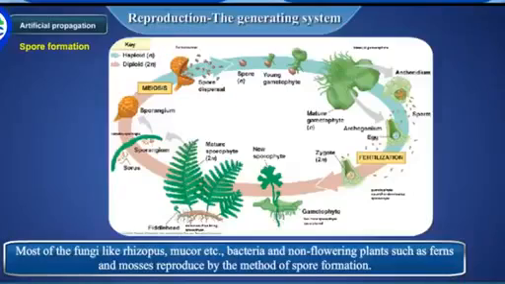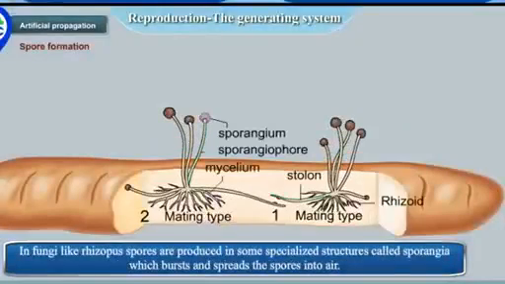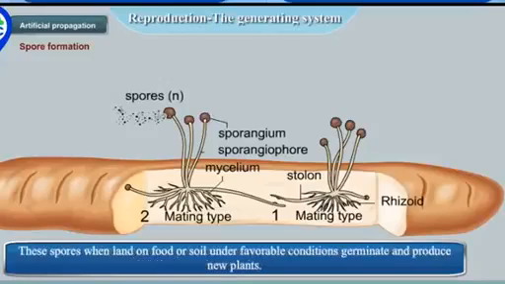method of spore formation. In fungi like Rhizopus, spores are produced in some specialized structures called sporangia, which burst and spread the spores into the air. These spores, when they land on food or soil under favorable conditions, germinate and produce a new plant.